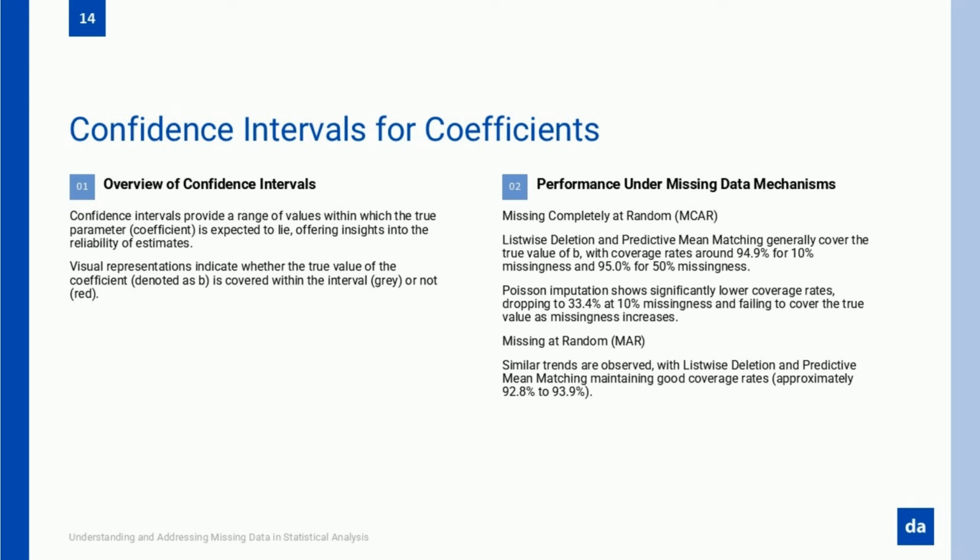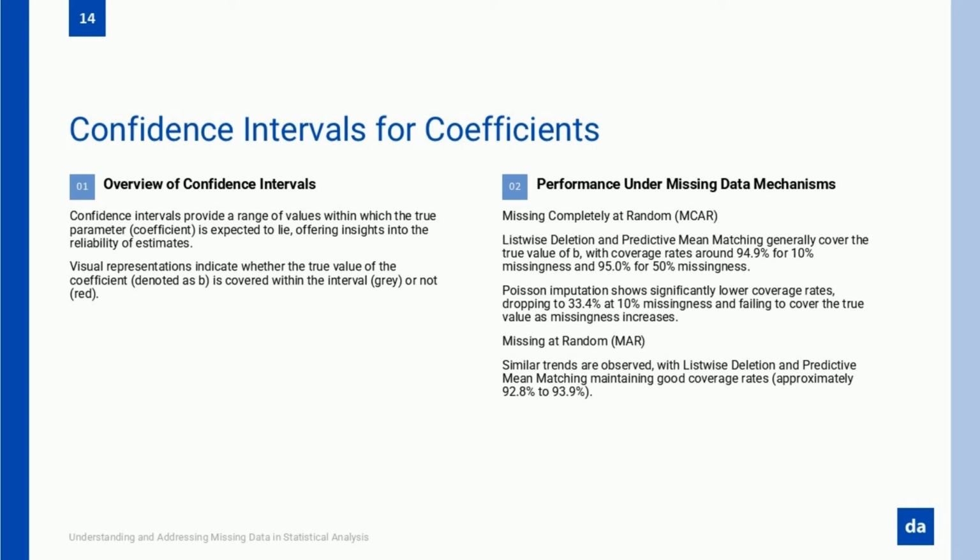Confidence intervals give us a range of values where we can expect the true parameter coefficient to hide. Think of them as a statistical safety net, except sometimes they have holes. They're not just useful, they're essential for making us look like we know what we're doing. If the true value, denoted as B, is inside the interval, we can breathe easy. If it's not, well, back to the drawing board.